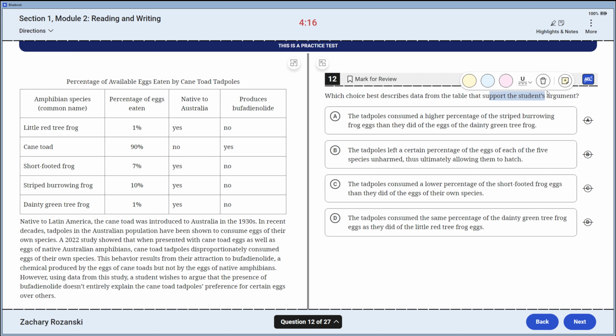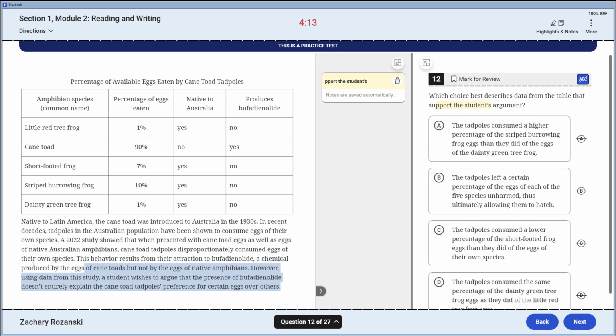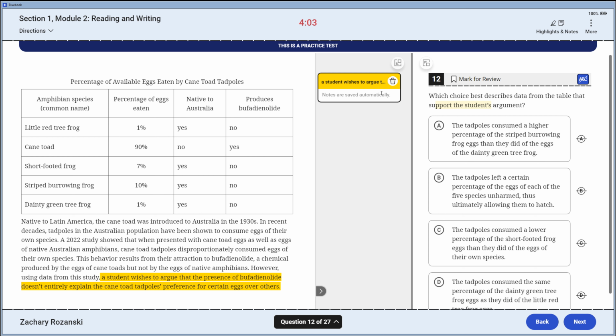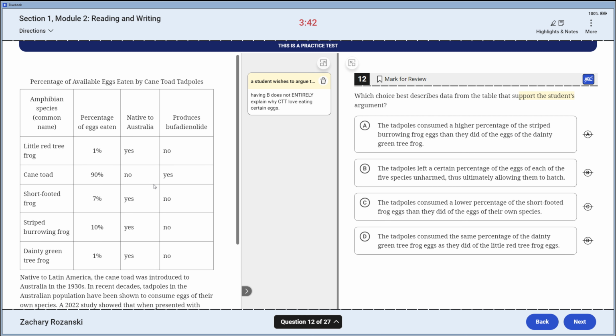Well, we're going to support the student's argument. What's the title? Percentage of available eggs eaten by cane toad tadpoles. Okay, fine. Argue that the presence of B does not entirely explain why the tadpoles love eating certain eggs.